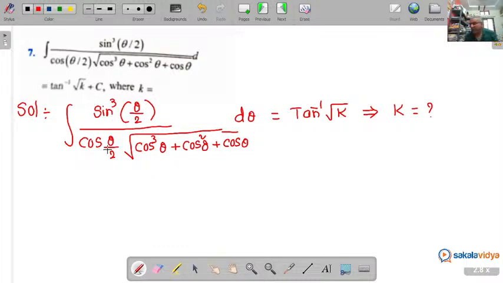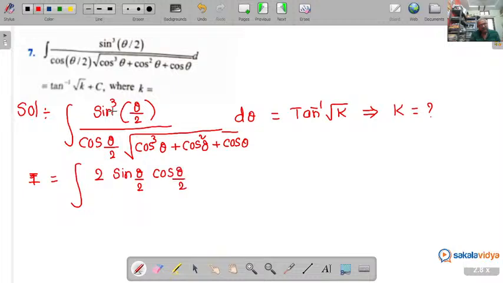Multiply both numerator and denominator by 2 cos theta by 2. So then what do we get? Let us see. The integral I is equal to 2 sin theta by 2 into cos theta by 2.